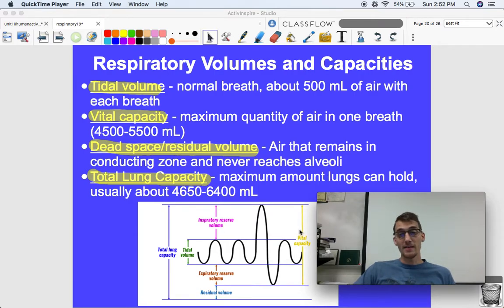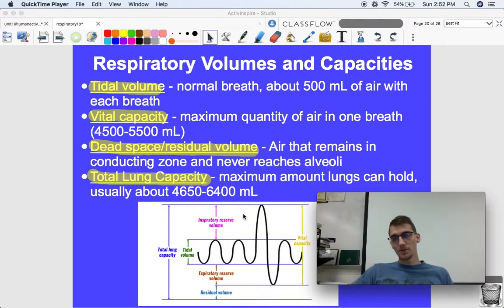So if we add the vital capacity, the total amount of air that you can intake or outtake, plus your residual volume, that is called your total lung capacity, and that is the maximum amount of air your lungs can hold in terms of volume. And it's usually about 4,650 milliliters to 6,400 milliliters. Think about that: a 2-liter bottle of Pepsi or whatever is 2 liters. Your lungs can hold up to 3 times that amount of air, which is quite a bit. Give yourself some credit here.